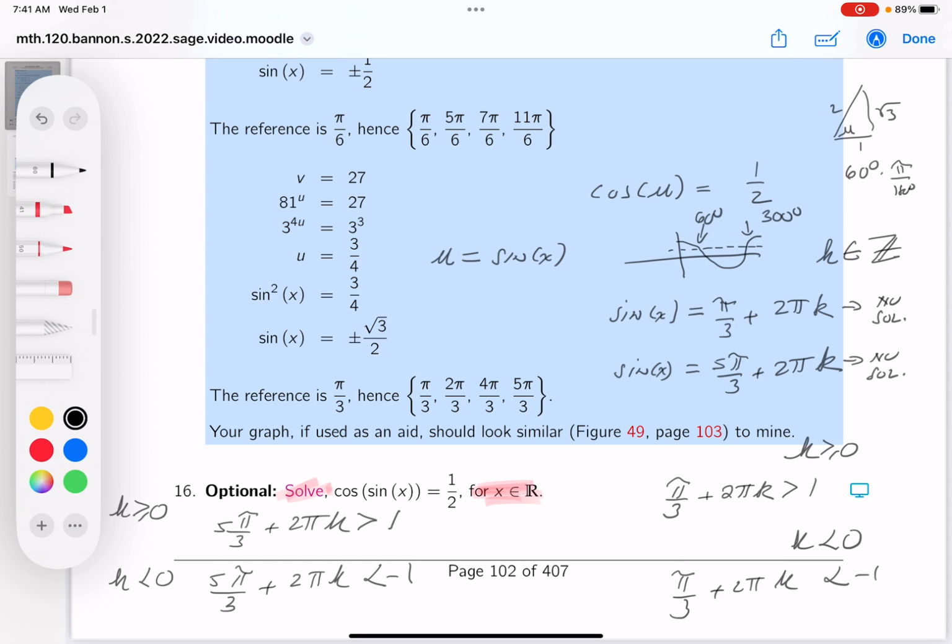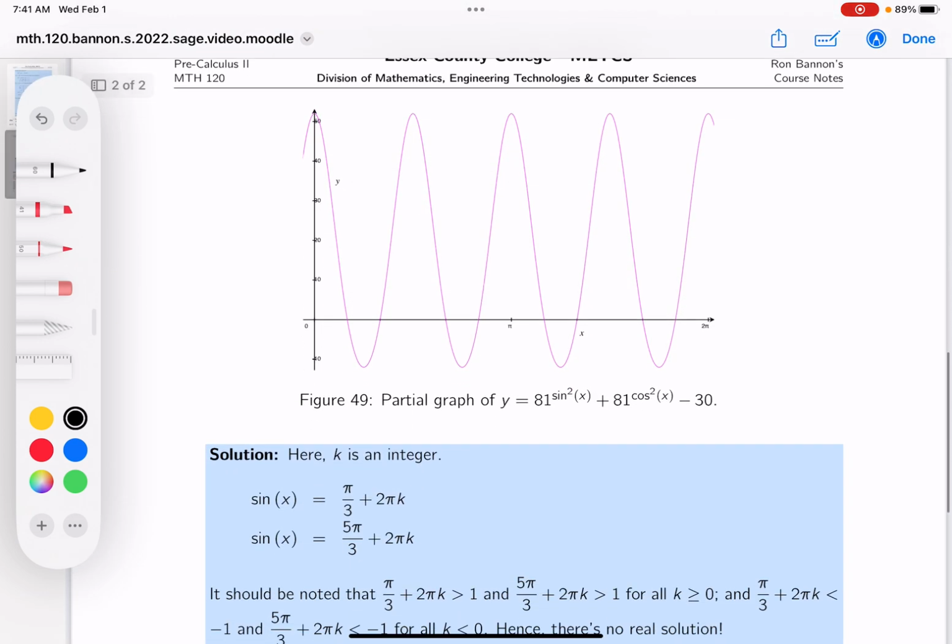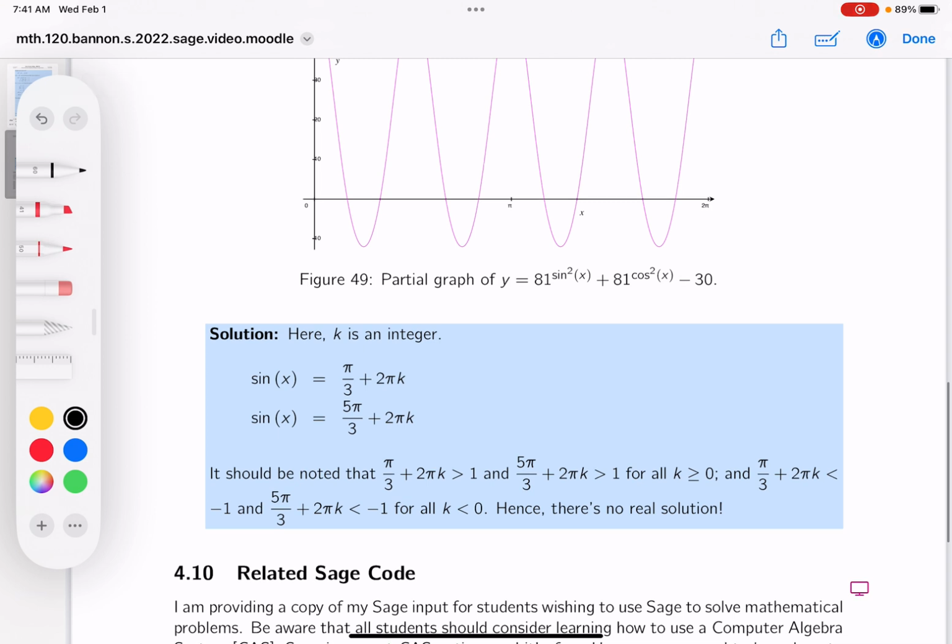And we're done. I want to just look at the key over here. We do the same thing we just did before. I got these two guys over here. And I mentioned it should be noted that this is greater than 1, and this is greater than 1 for k greater than 0, and this is less than minus 1, and this is less than minus 1 for k less than 0. Hence, there's no real solution to it. There are complex solutions, though, but they're more difficult to arrive at.